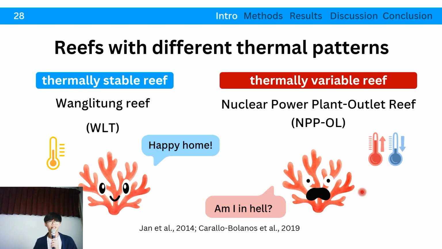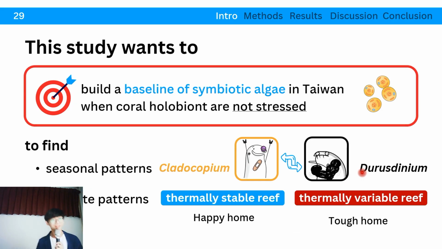So for corals, living in Wanli is like a happy home. Yeah, it's a peaceful and sound place. But if you live in a variable reef, the coral might yell, am I in hell? So this study tries to find the baseline of symbiotic algae in Taiwan.